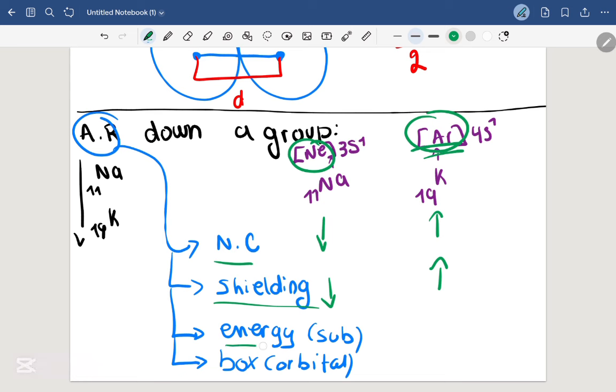Now, energy and sub-level. The sub-level is the same. I'm just going to write same over here next to sub-level. Whereas the energy level, I think I'm going to erase this.